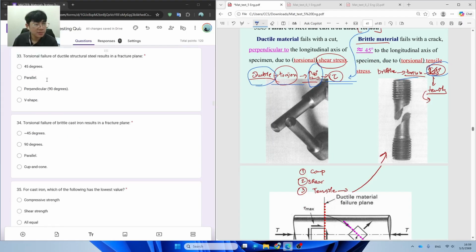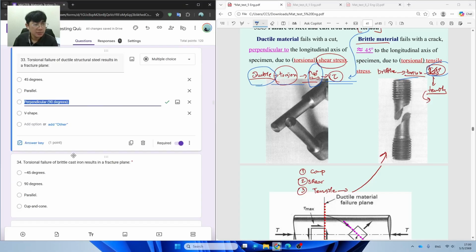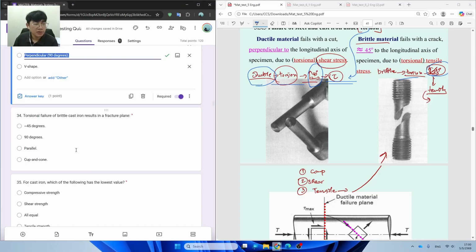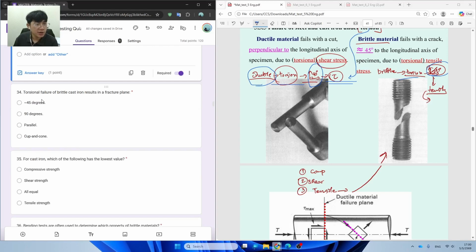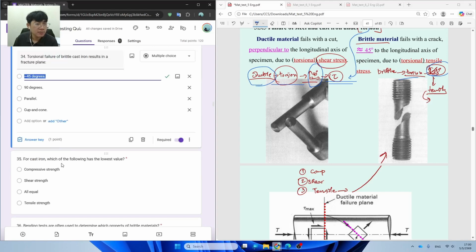So if we pick from the quiz over here, the best answer is supposed to be perpendicular to the surface, 90 degrees, and torsional failure of brittle material is supposed to be 45.